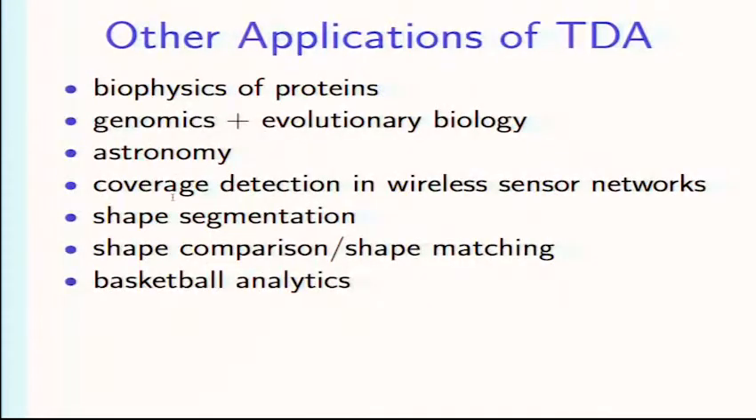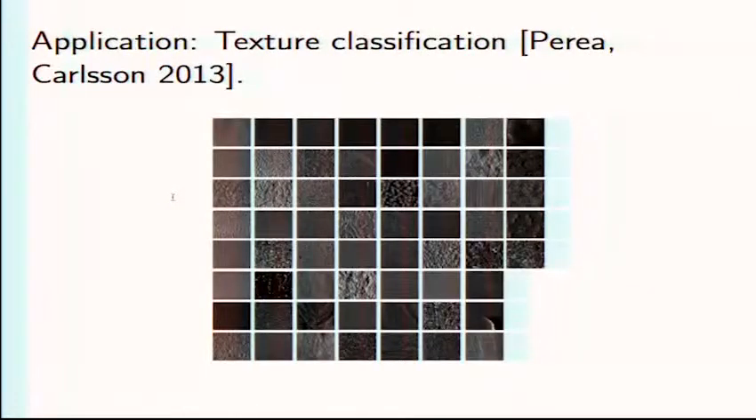And some of the researchers, Gunnar in particular, together with his former graduate student, Jose Perea, were able to leverage this understanding of the statistics of this data set to build a texture classifier, right? So here's an example of some textures that they considered in their paper. This is just, texture is this sort of locally constant feature in an image, right?